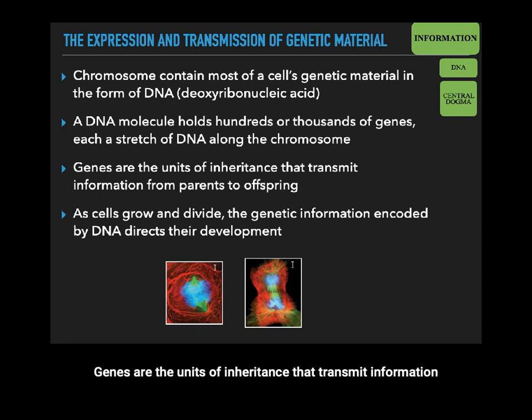Genes are the units of inheritance that transmit information from parents to the offspring. They also transmit information as a cell grows and divides. The genetic information encoded by DNA directs development. In the images on the bottom of the screen, the DNA is shown in blue. Parts of the cytoskeleton are shown in red. These cells are in the process of division.